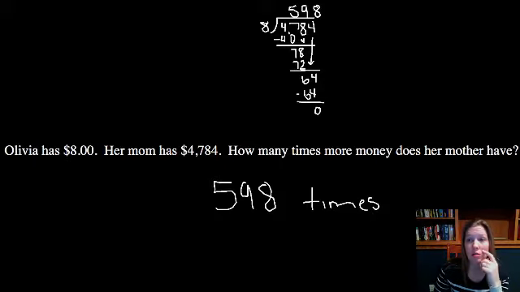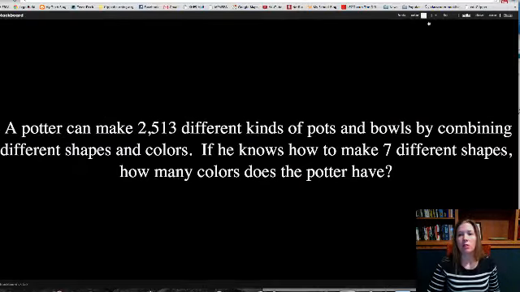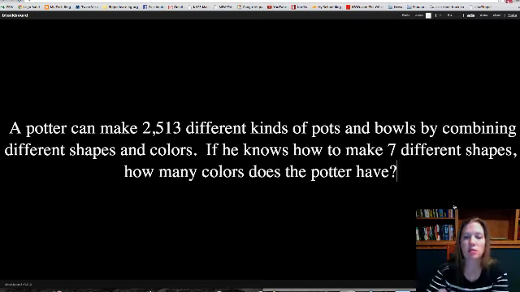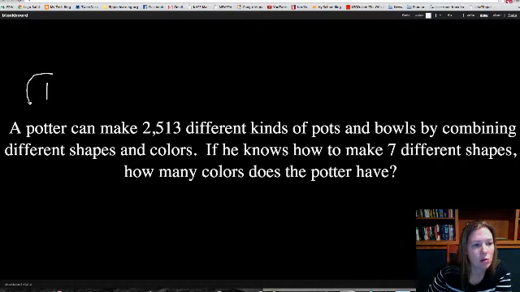Now it is going to be your turn to solve one. The problem I want you to try and solve is a potter can make 2,513 different kinds of pots and bowls by combining different shapes and colors. If he knows how to make 7 different shapes, then how many colors does the potter have? So again, this is going to be a simple division problem, so go ahead and set it up and solve it in whichever method you prefer, and we will be checking that tomorrow. And if you could number this in your journal, number 1, that would be great.